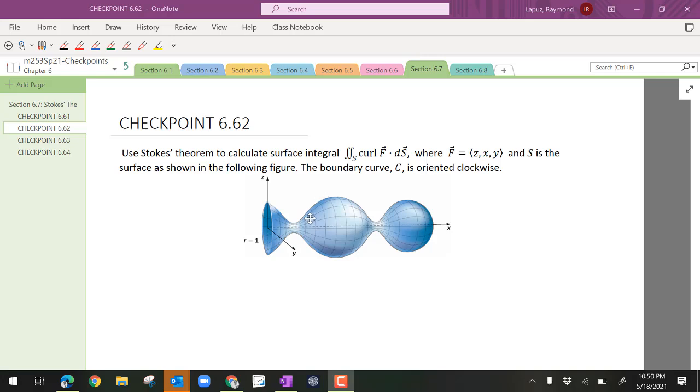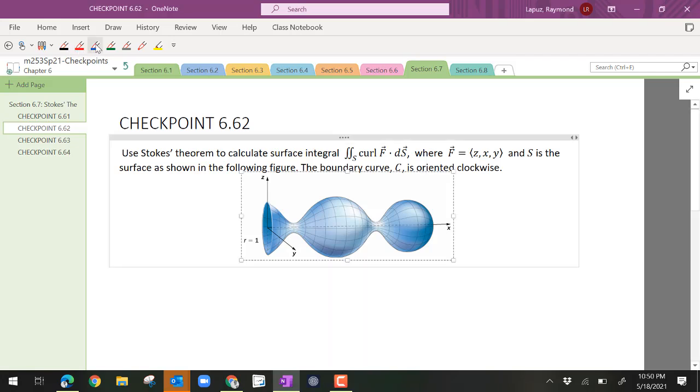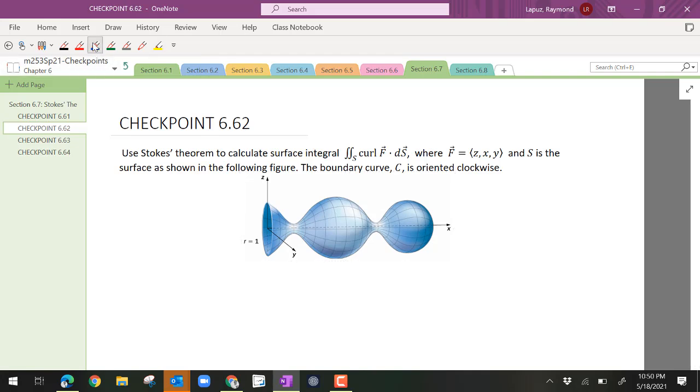Now this is kind of a weird picture, because I think the textbook might have had the axes going in the wrong place. But in any case, using Stokes' theorem tells us that we can replace this flux of the curl integral, the flux of the curl dS, with a line integral over the boundary of S of just the vector field itself, F dr.